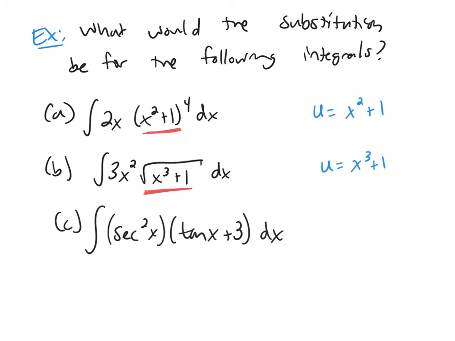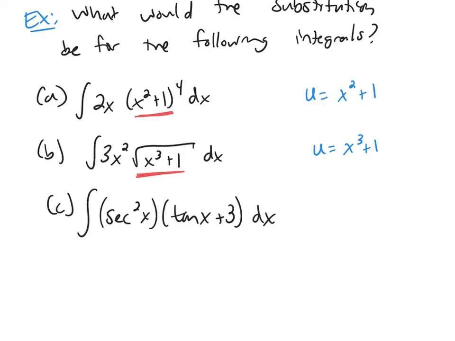Now for this third one, there isn't a composition. But instead, I know that the derivative of tangent is secant squared, so I can make my u be this whole thing right here. u will be tangent x plus 3, because its derivative is secant squared, which is also there in the integral. Okay, so for those three, those would be the substitutions we should make. And as you do more, you'll get more and more insight into what you should choose to be your u.